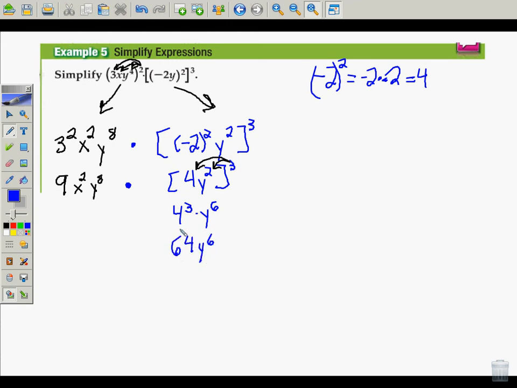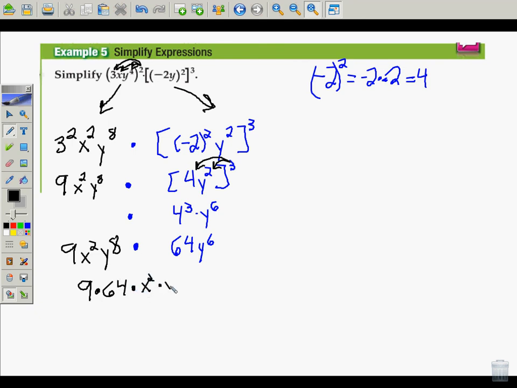Now remember, I said I wanted to multiply these two pieces together. So I'm going to go ahead and rewrite this part down here. 9x squared y to the 8th. And now I have 64y to the 6th. I can multiply my constants together, and remember this is what we did earlier, rewriting things in order, so I'm going to write my constants first, 9 times 64, then I'm going to do variables in alphabetical order, times x squared, times y to the 8th, times y to the 6th.